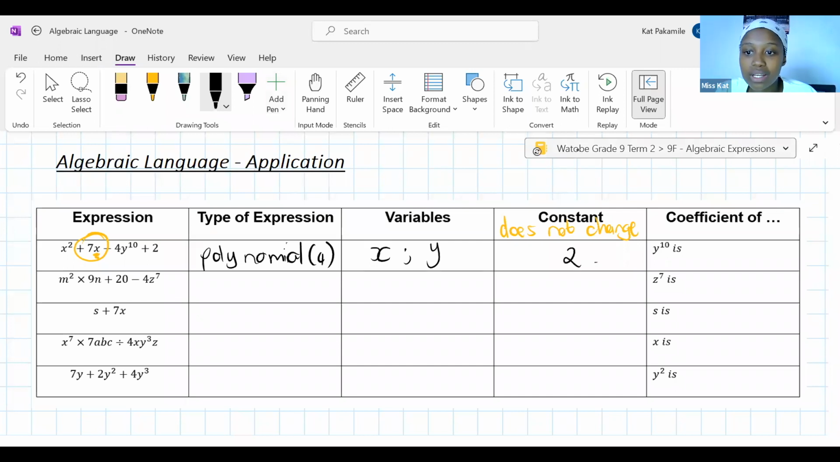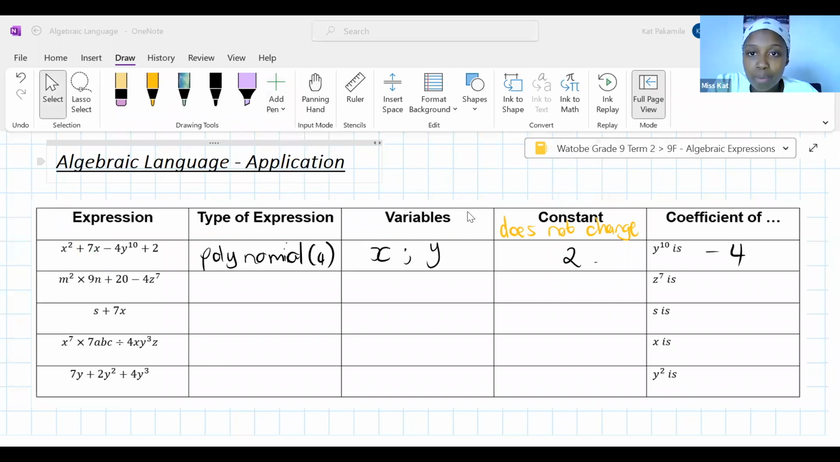And what is the coefficient of y to the power of 10? -4. -4. You have said something very important. Thank you, Oratile, for opening the floor for us. Thank you very much. Okay, guys.